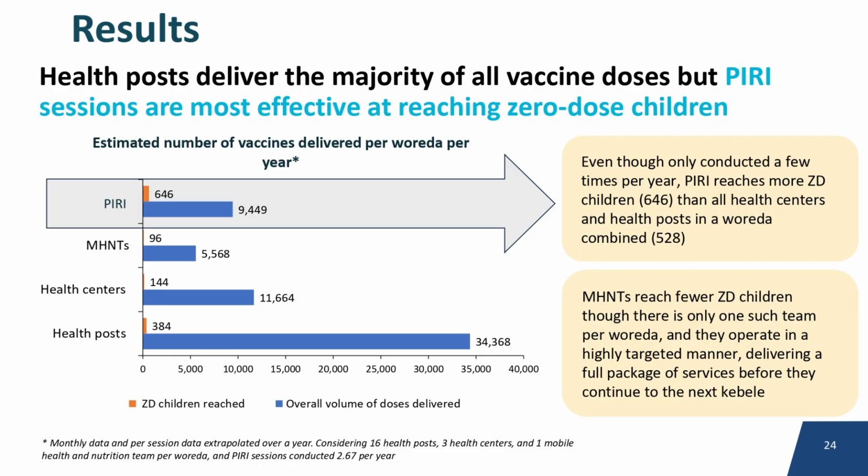Mobile health and the nutrition teams reached a lower number of zero-dose children and delivered a smaller amount of vaccine, because mobile health and nutrition teams deliver many services, not only immunization. They give nutrition and other essential health services for many kebeles in a given woreda. So next, please.